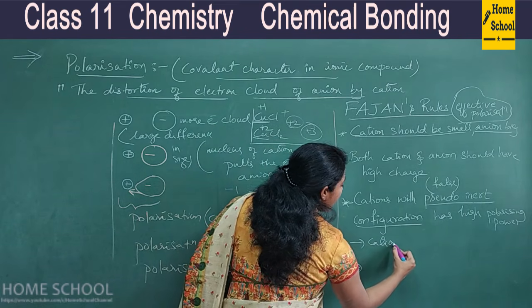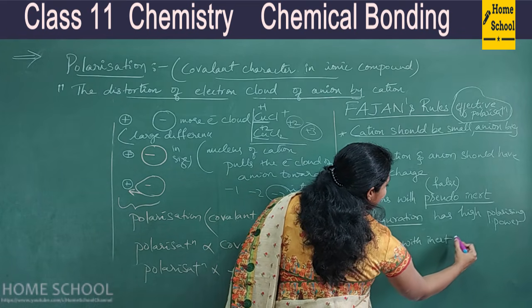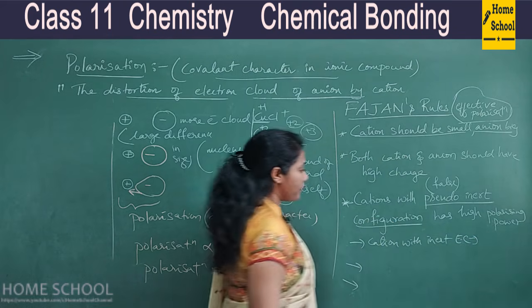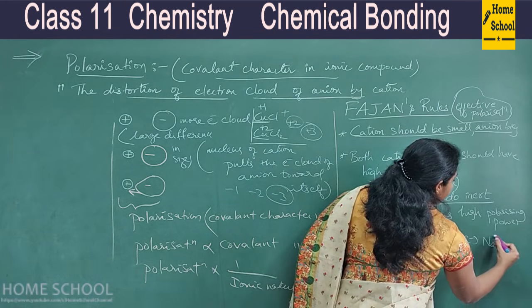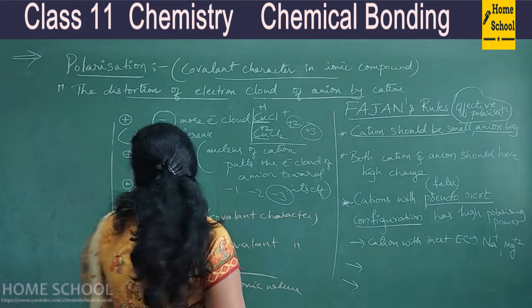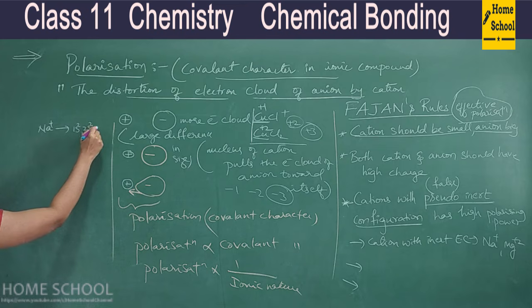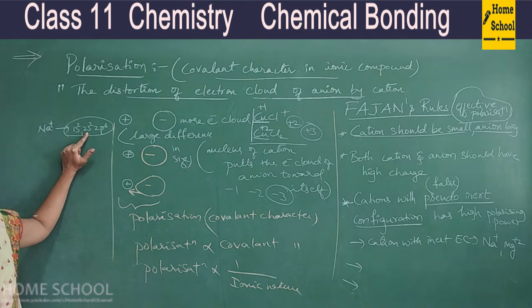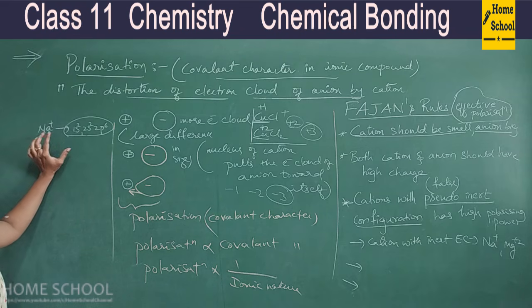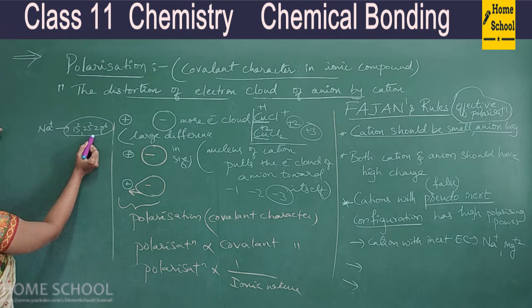Cations with inert electronic configuration. Inert EC means electronic configuration. Okay, see Na+, Mg+2. These are examples. Say Na+. What is its electronic configuration? 1s2, 2s2, 2p6. Right. So this is the electronic configuration of an inert gas, that is neon. So here Na+ has the exact inert gas electronic configuration.